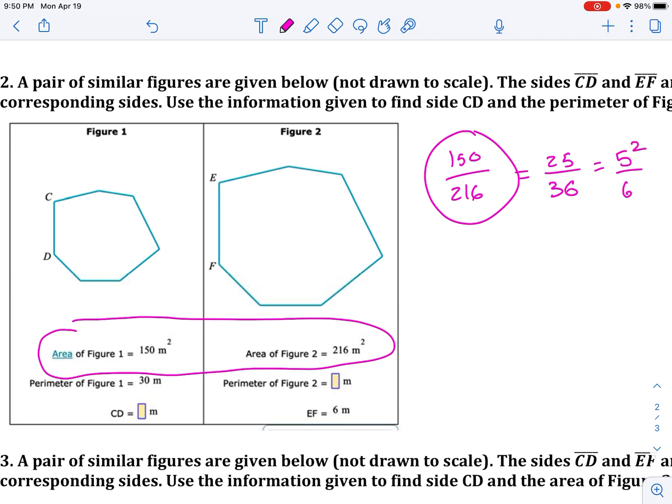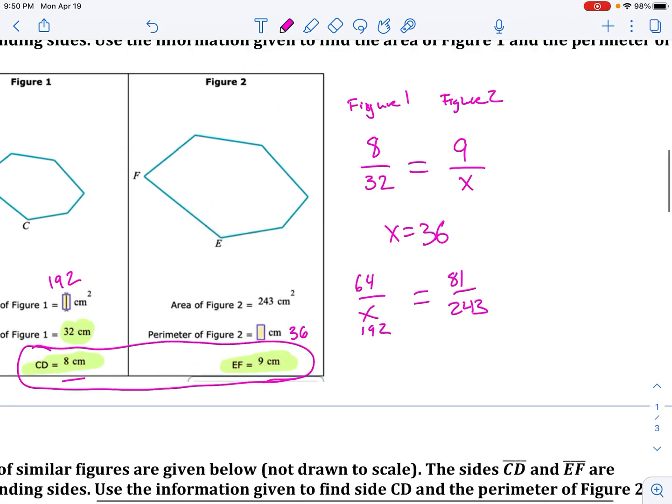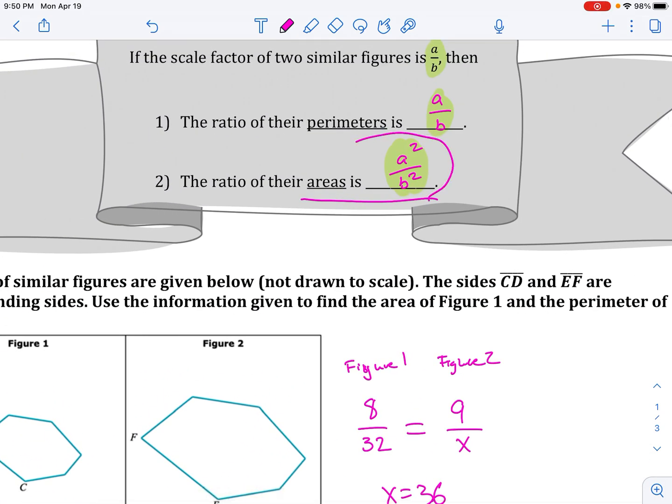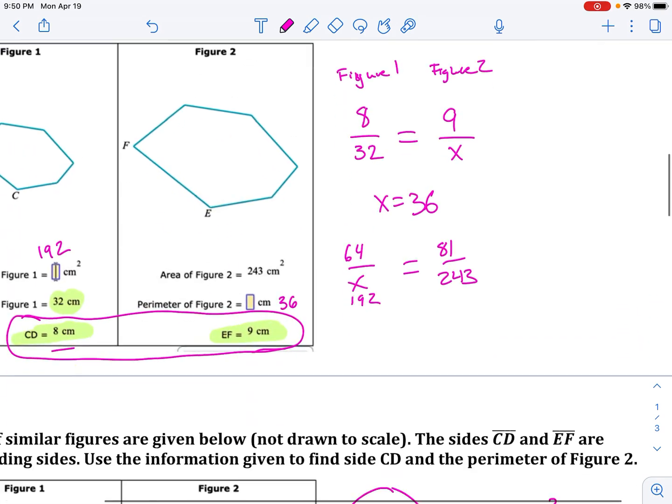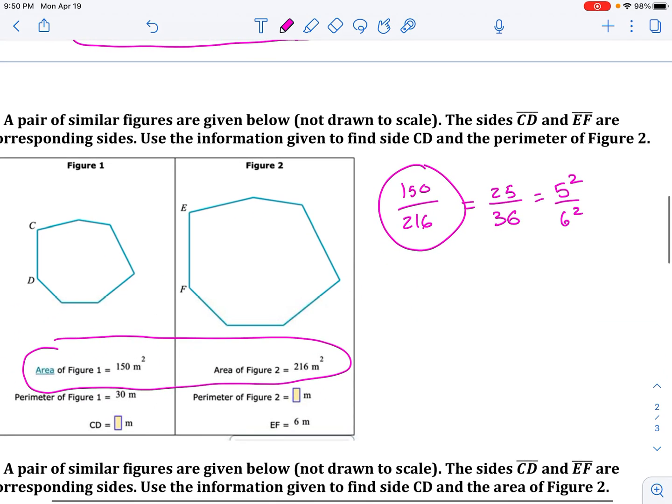5 squared over 6 squared, which is nice because our area ratio, if we looked at our template up here, our area ratio is a squared over b squared, which means we know now our perimeter and our scale factor because we have our a and our b. So let me set this up now. 5 and 6 are the two numbers we're going to use. Oops, I'm going to actually set it up this way now. Like that, 5 and 6.